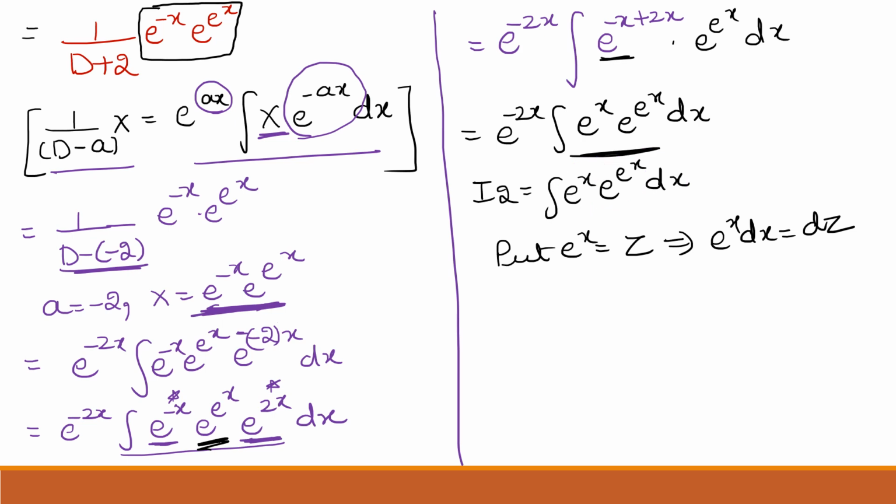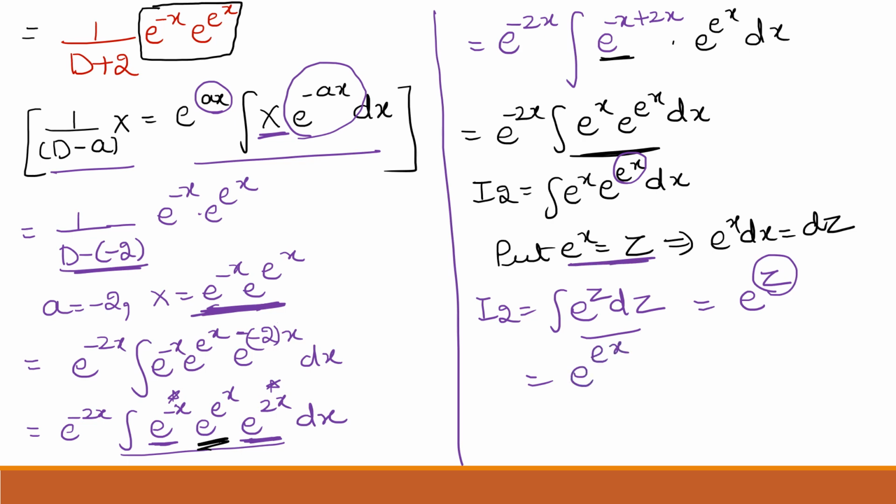So here I2 becomes e power z dz. Integration of e power z with respect to z is e power z, and again we are not going to add any constant because we are calculating the particular integral. So what was z? Back substitute the value of z. z was e power x, so I2 is e power x. Now back substitute this value here. This is the value of I1.